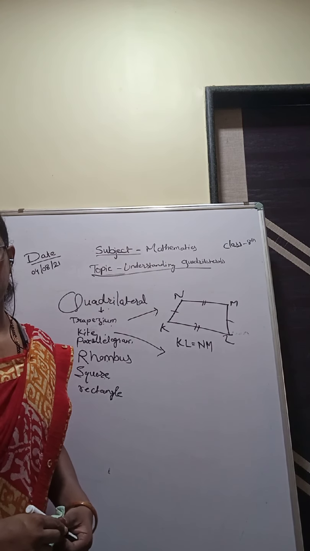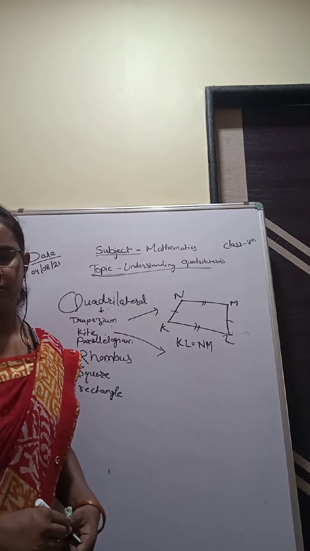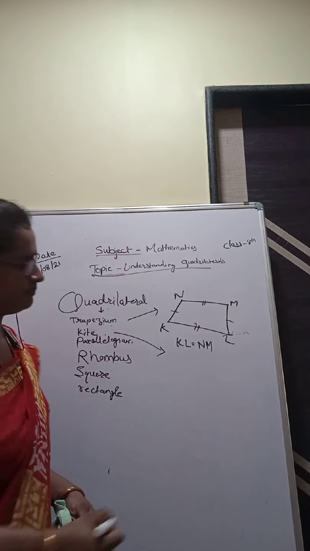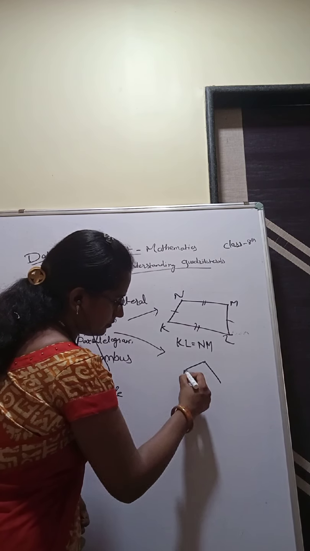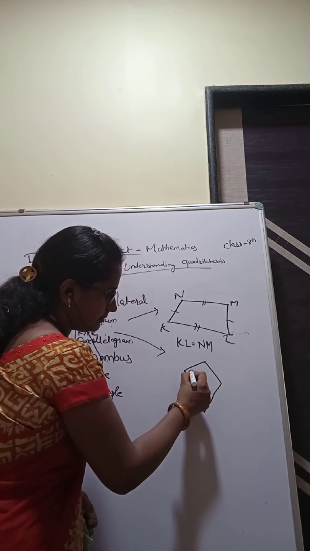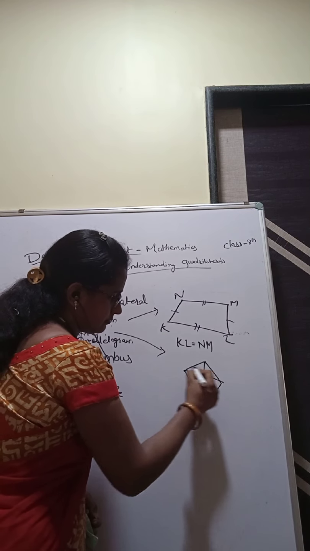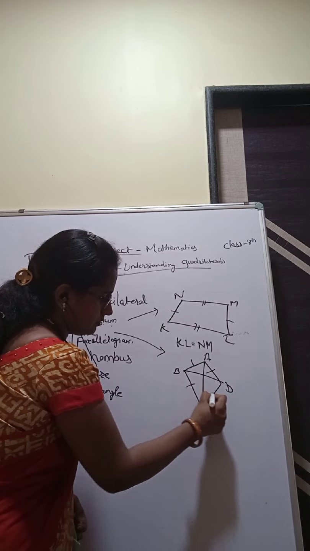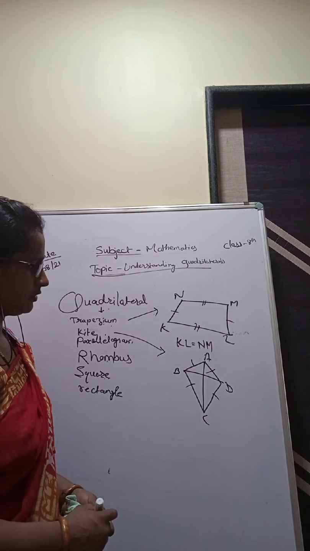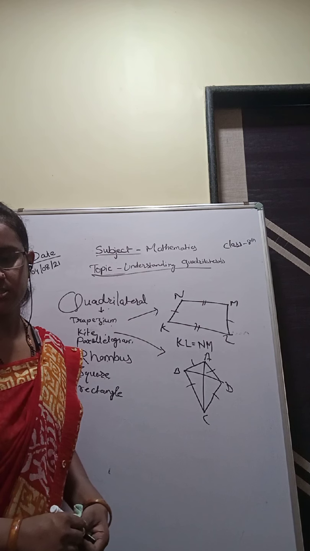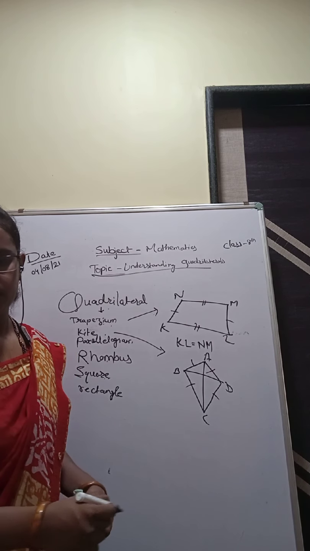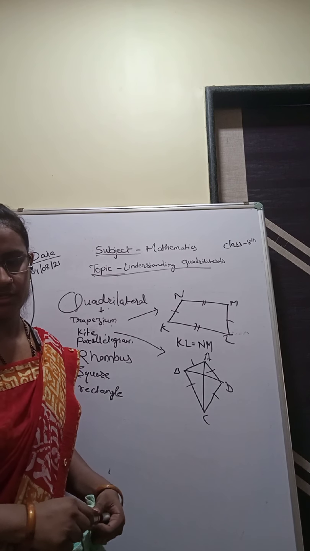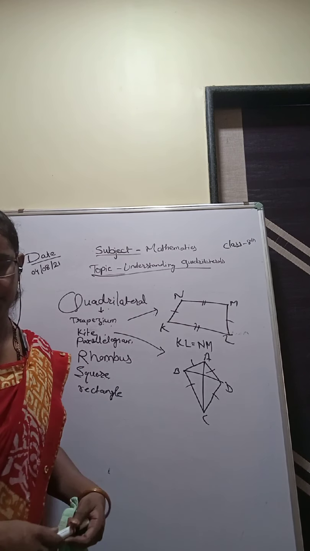A kite is a special type of quadrilateral. The sides with the same marking in each figure are equal. It is a kite shape. Name them A, B, C. So these are equal. A kite is a special type of quadrilateral. The sides with the same marking in each figure are equal. Okay.